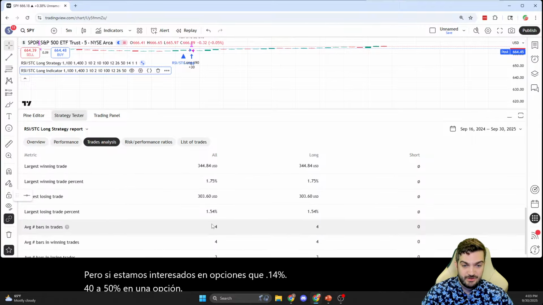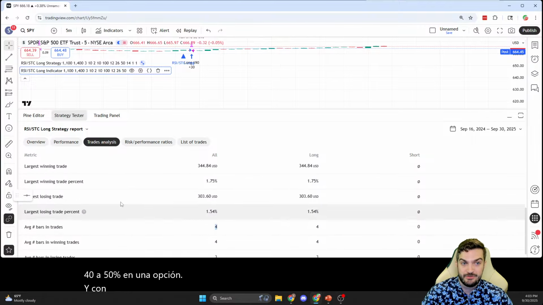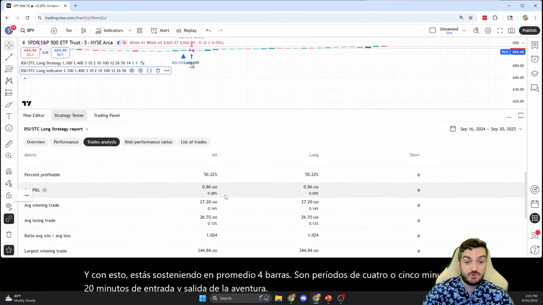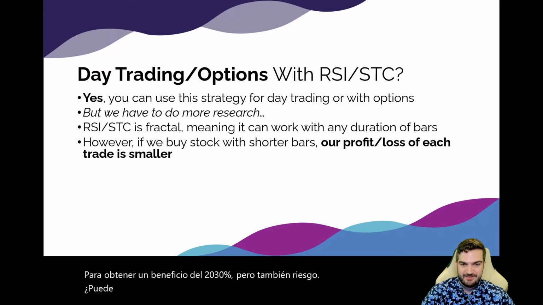And with this, you're holding on average 4 bars. That's 4 5-minute periods. 20 minutes in and out adventure. For 20, 30% profit, but also risk. So, can this work with options? Yes, especially if we want to use shorter bars.